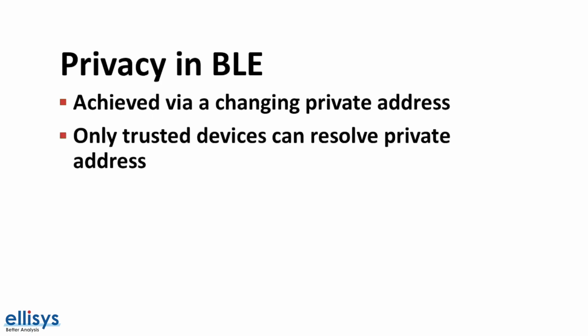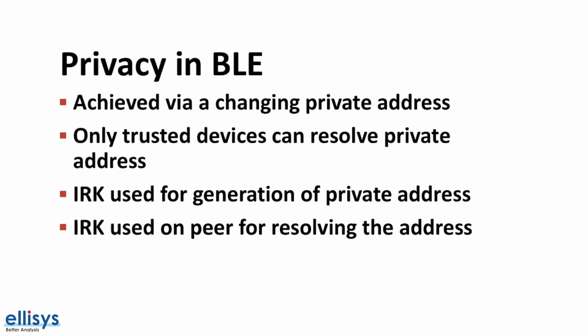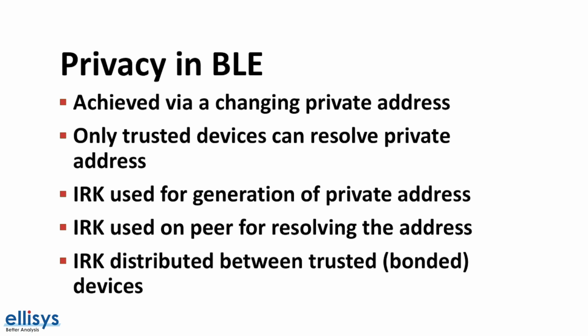Now, only trusted devices will be able to resolve these random private addresses, and a trusted device in this case is the bonded device. The random private address is generated using a key called the identity resolving key, or IRK, and the peer device uses the same key, the IRK, to resolve the random private address. The IRK is exchanged between two bonded devices during the last phase, phase 3 of the security process.